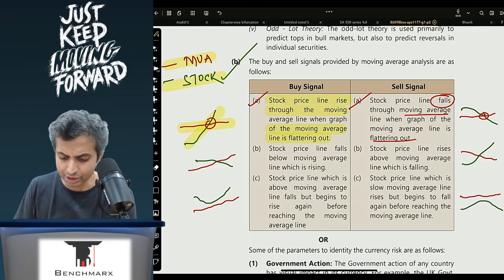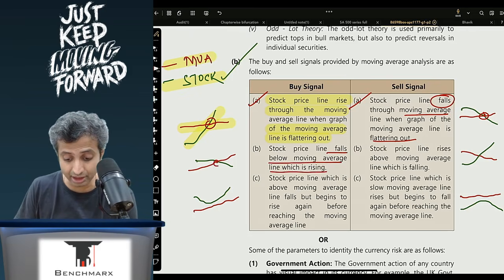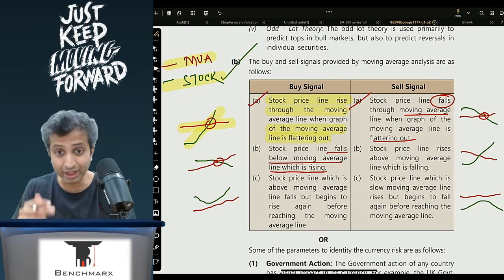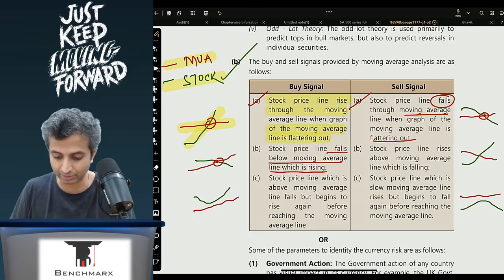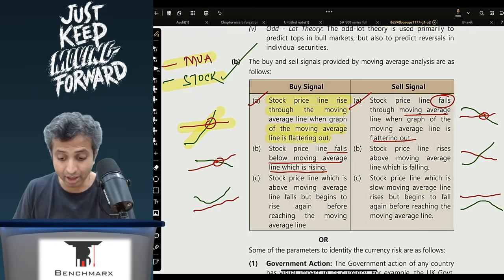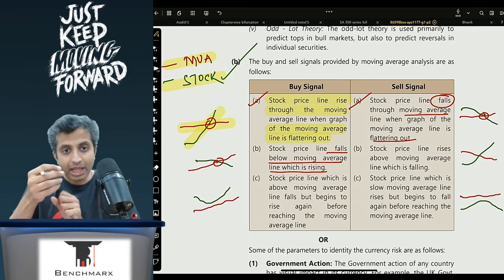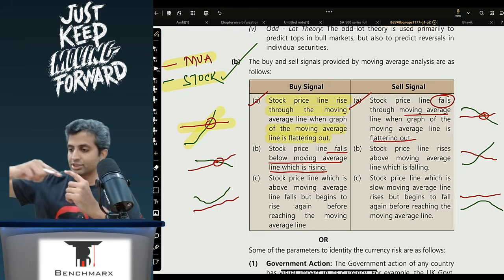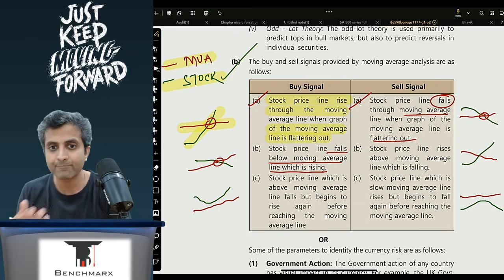Okay, then stock price line is falling below the moving average line, which is rising. So your moving average line is rising. Earlier your moving average line was flat. Now it is rising, but the stock price line is falling. The moment it cuts below that, there is a signal to buy. So why? Well, because if the moving average is rising and the stock is falling, it's like a correction which you think, law of averages, it will again come back, and as a result the stock is now available at a cheaper price and hence you should buy.